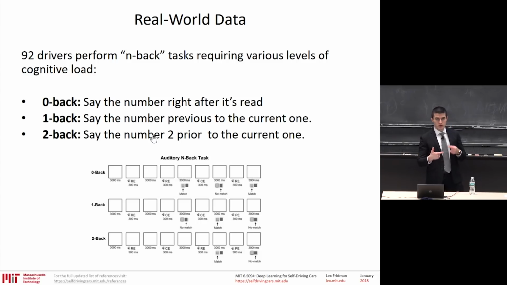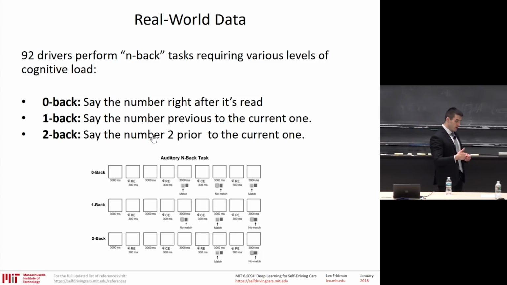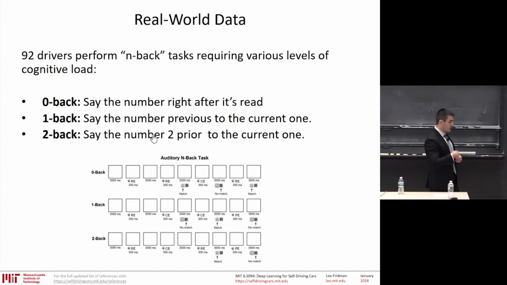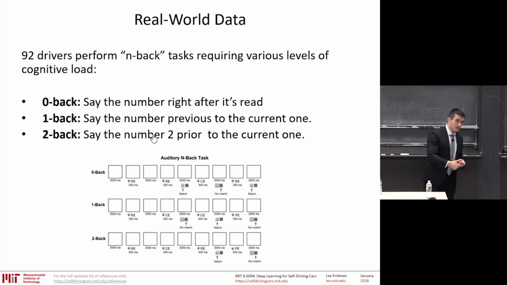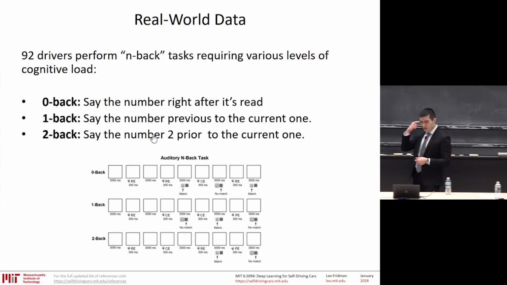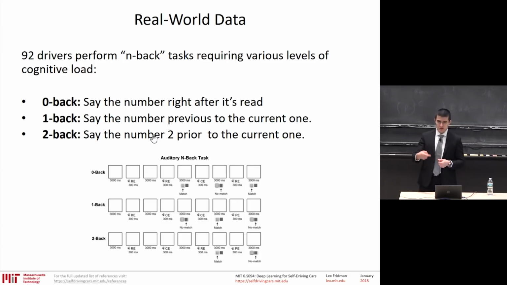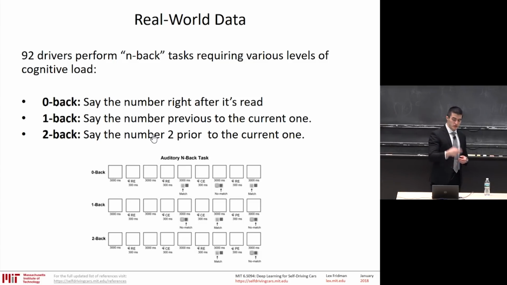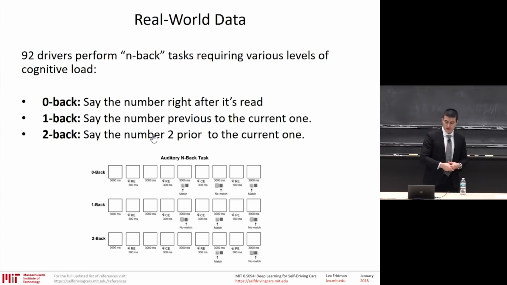1 back is when you hear a number, you have to remember it, and for the next number, you have to say the number previous to that. So you always have to keep one number in your memory and not get distracted by the new information coming up. With 2 back, you have to do that 2 numbers back. So you have to use memory more and more with 2 back. So cognitive load is higher and higher.